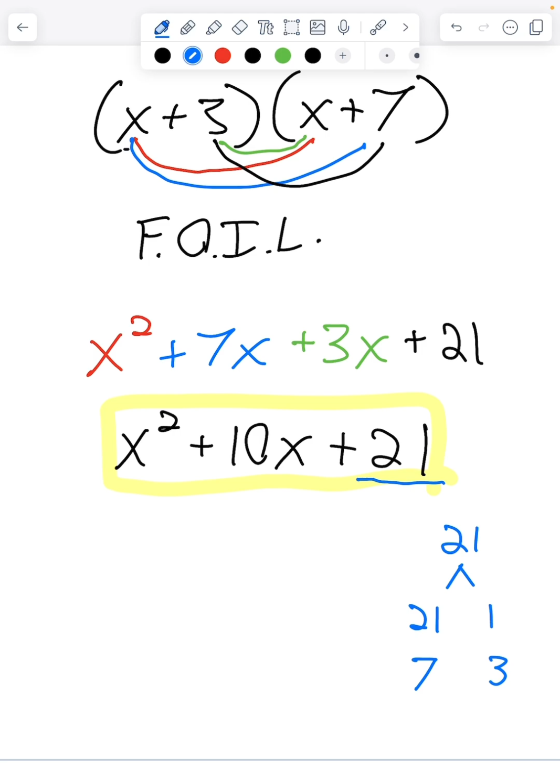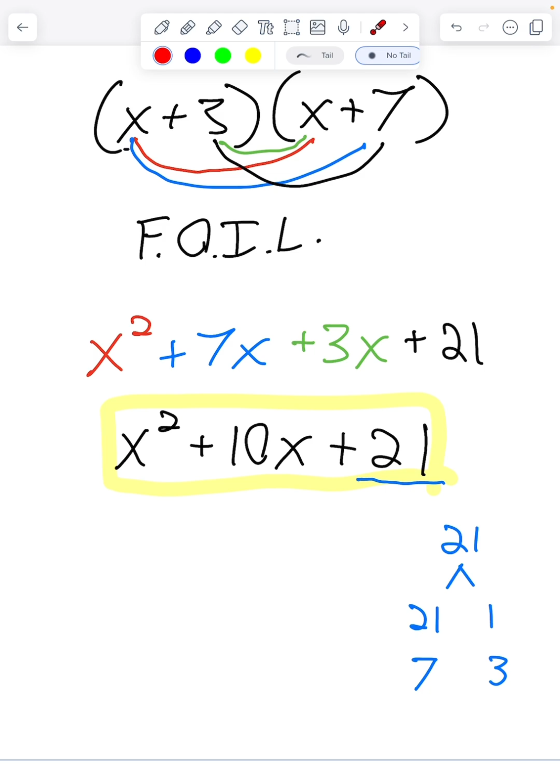So now I need to take a look at my factors here. 7 and 3, 21 and 1. And I need two of these to add together to give me my 10, just like I added together the 7 and 3 up here to give me my 10. Okay, so we already know the answer to this because it's up top here. This is what we're going to factor out to get.